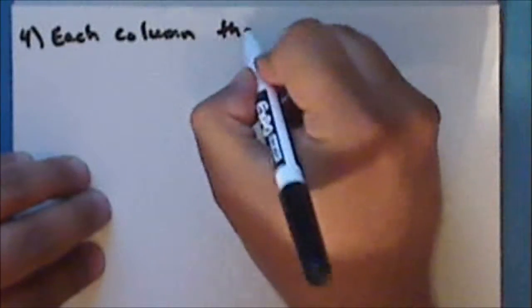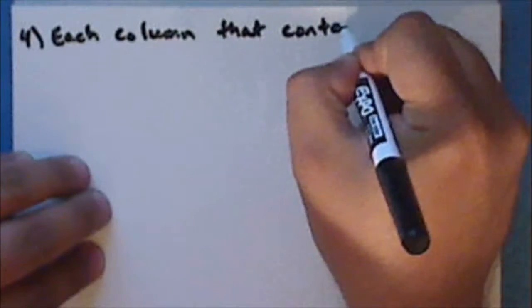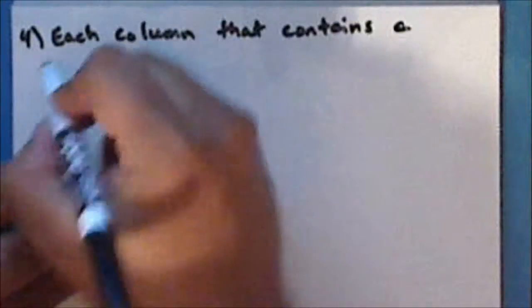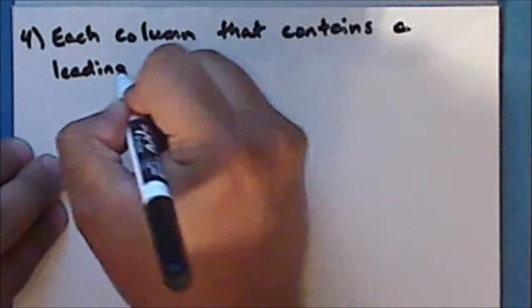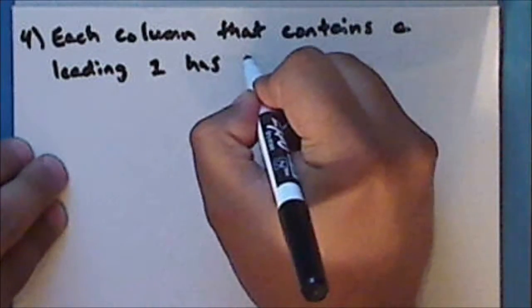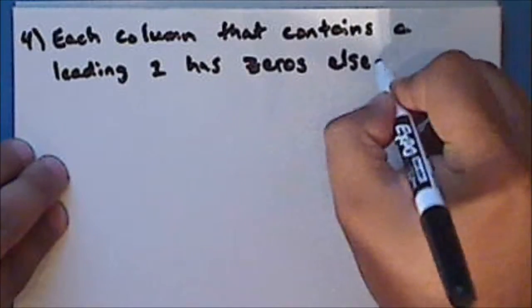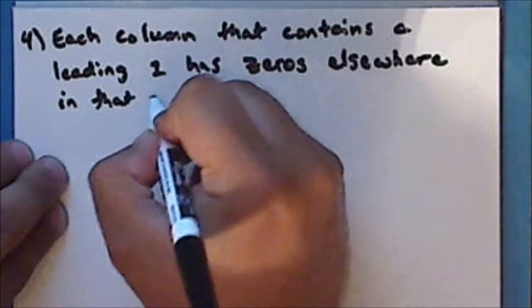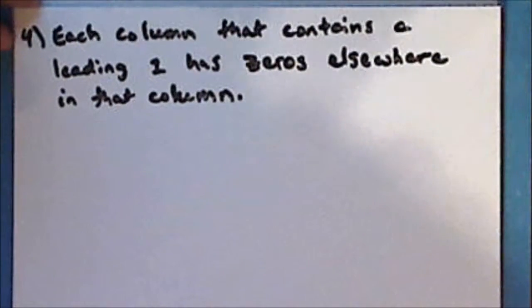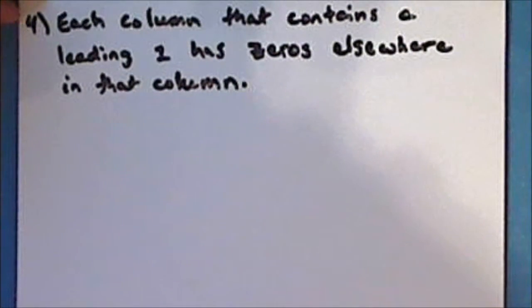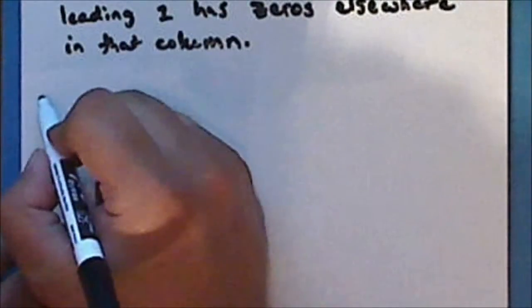And fourth, each column that contains a leading 1 has zeros elsewhere in that column. And a matrix must satisfy all 4 of these properties in order to be in row reduced echelon form. So let's look at an example.